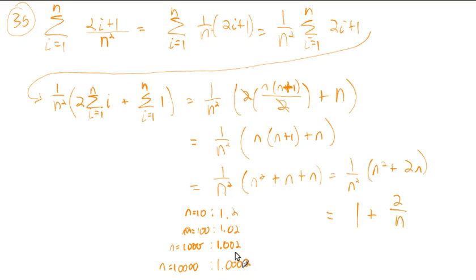So apparently, the bigger n gets, the closer this will get to being 1, so that's an important concept as we move forward. Not quite yet, but it will be soon enough. Last one, 38.